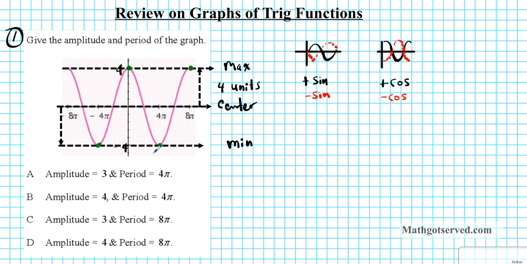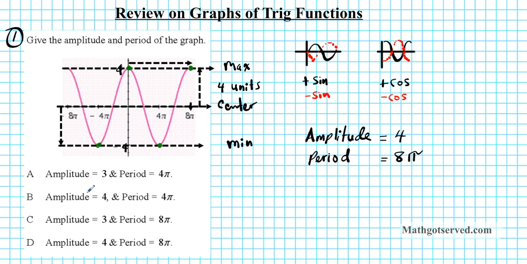Okay, so let's do from max to max. From this max to this max, the length is, I'm sorry, it's 8 pi units. From here to here, it's 8 pi units. So the period is 8 pi. All right, so let's write this down. The amplitude we found before, from the center to the maximum, is 4 units. And the period from max to max, from 0 to 8 pi, is 8 pi units long. So we can clearly see that our answer is option letter D.